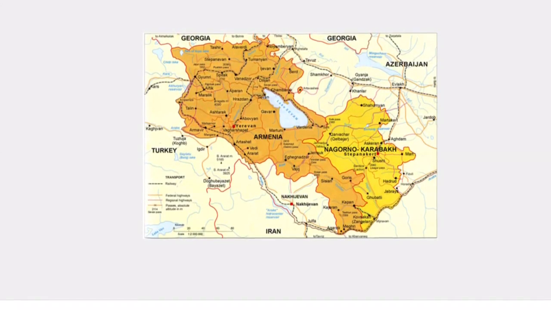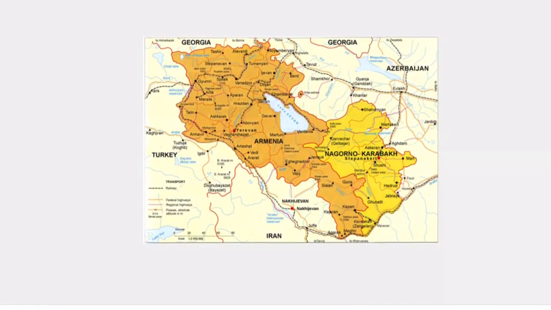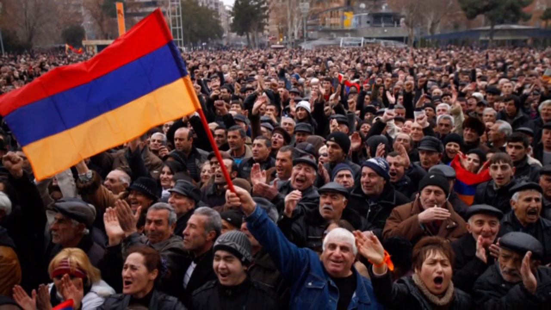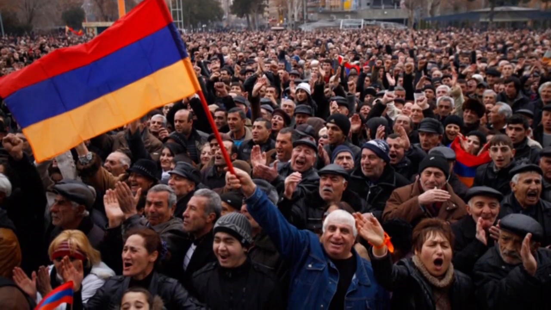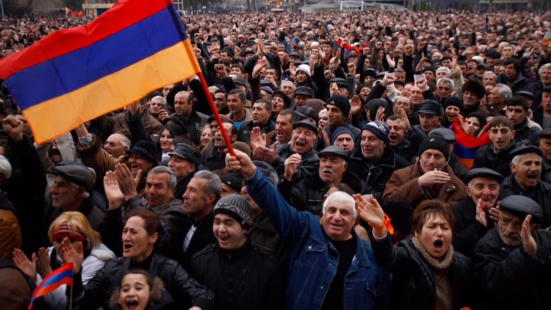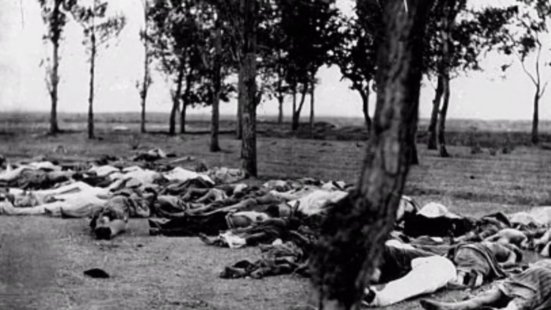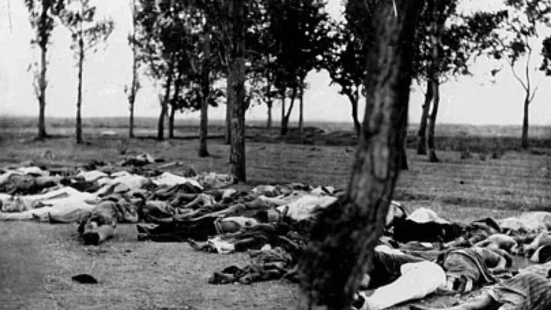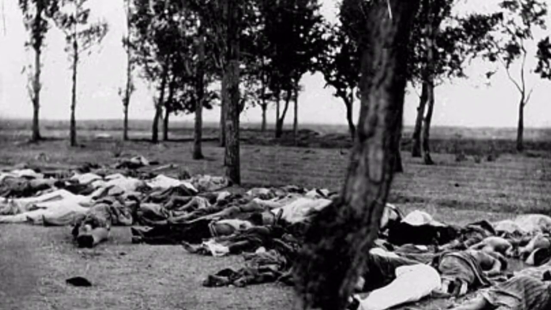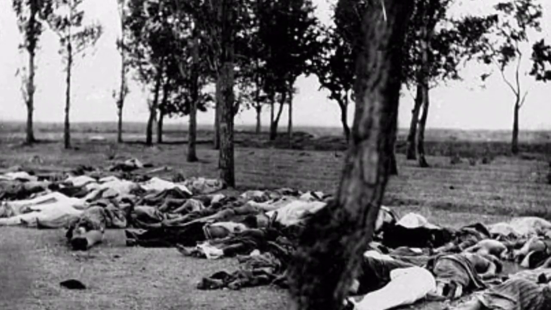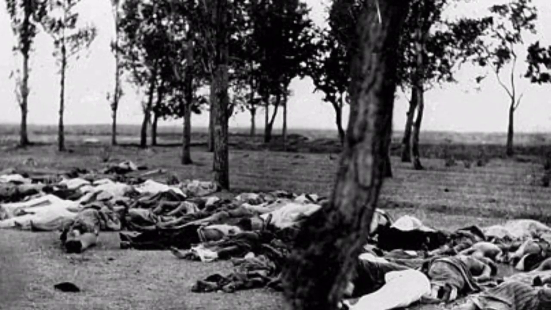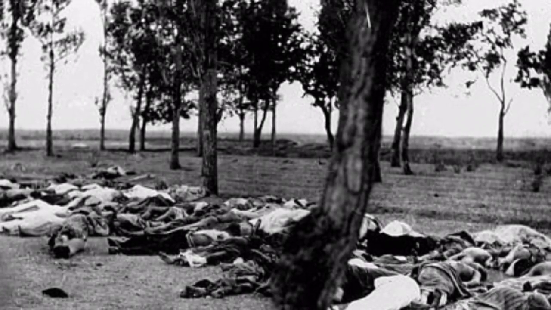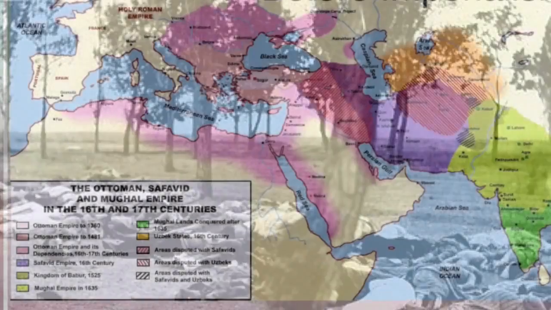Muslim Turks accused Armenians of supporting Russian plans against the Ottoman Empire. And when they protested, tens of thousands of Armenians were slaughtered. Over the next 25 years, about 600,000 to 1.5 million Armenians were killed or died from disease or starvation.